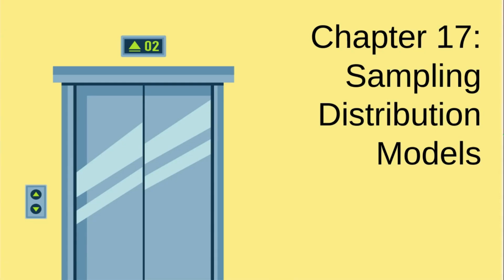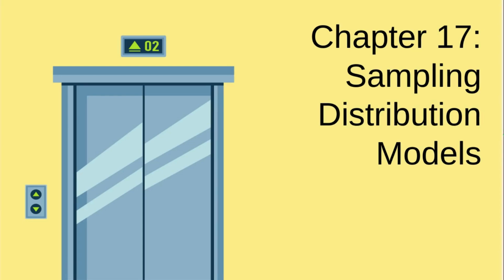Welcome back, AP Statistics. This is Chapter 17. We're going to be talking about sampling distribution models. This is the point in the year where we take a pretty hard left turn. We've been talking about probability recently. We are now going to kick it up a notch.